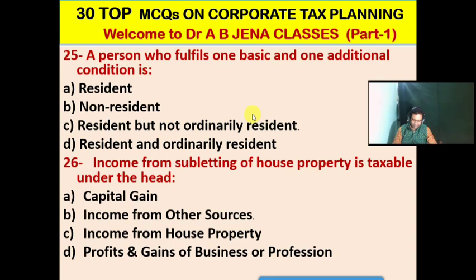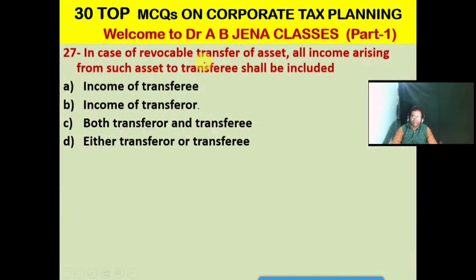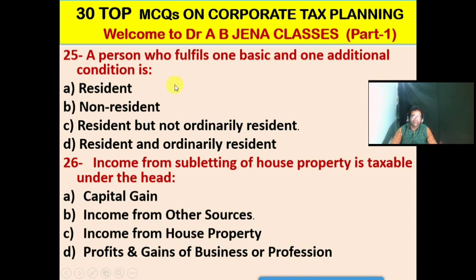So next one MCQ. A person who fulfills one basic and one additional condition is what? A, it's a resident. B, it's a non-resident. C, it's a resident but not ordinarily resident. D, it's a resident and ordinarily resident. So friends, C is the right option for this MCQ. A person who fulfills one basic and one additional condition is resident but not ordinarily resident.